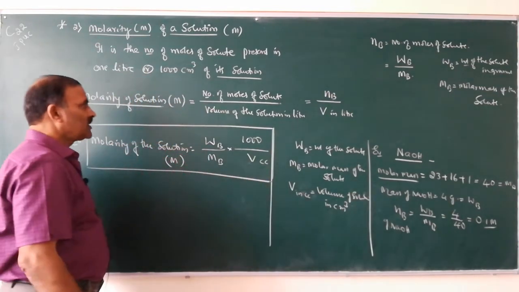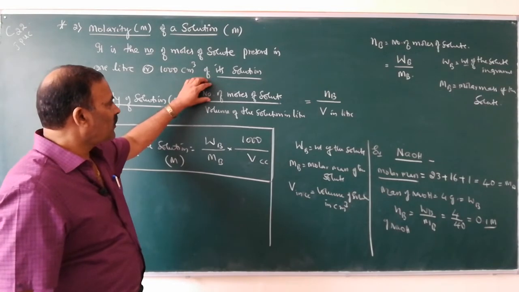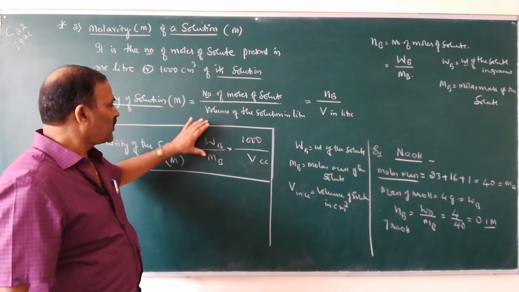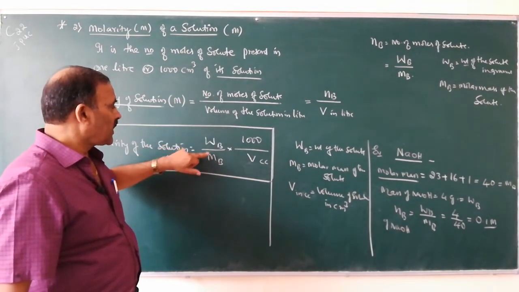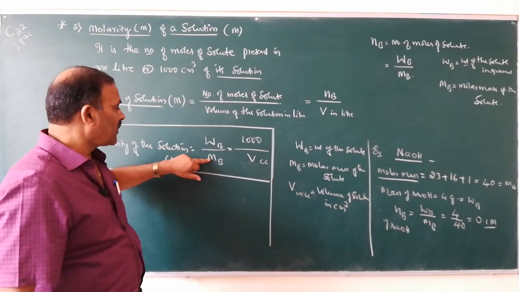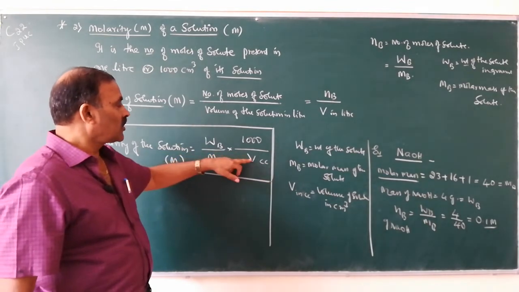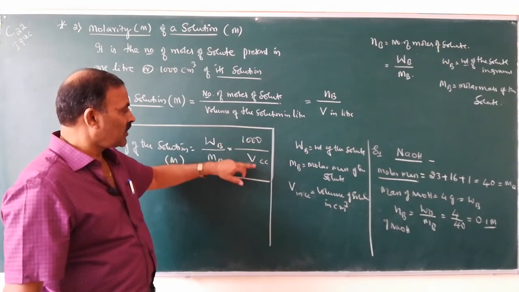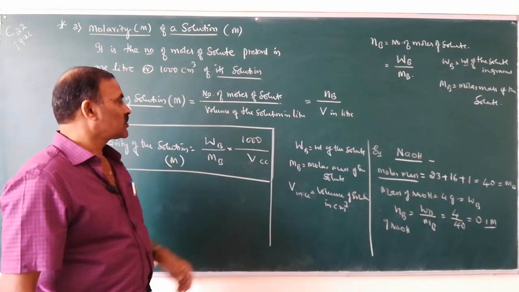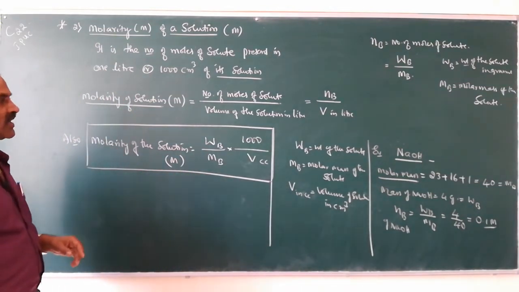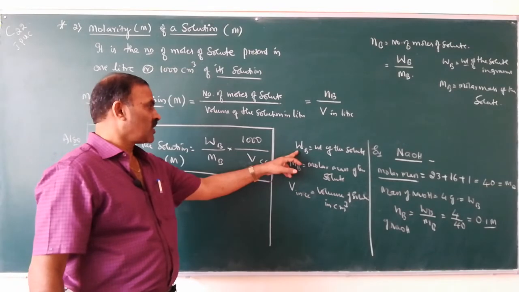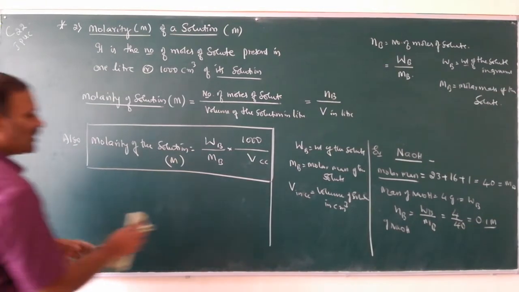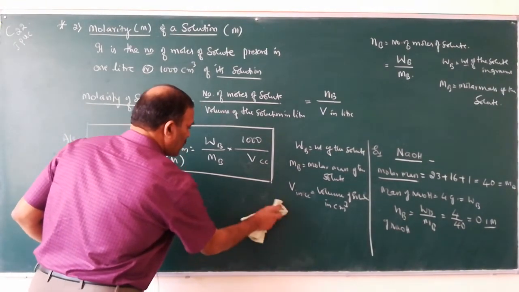Molarity of the solution equals number of moles of the solute divided by volume of solution in liter. Number of moles can be determined using the formula WB over MB, weight of solute divided by molecular mass. To convert volume in liter to volume in cc, it should be divided by 1000. 1000 goes to numerator. So this is the molarity of the solution. You have to write what is WB, MB and V in cc. So coming to some important notes here.